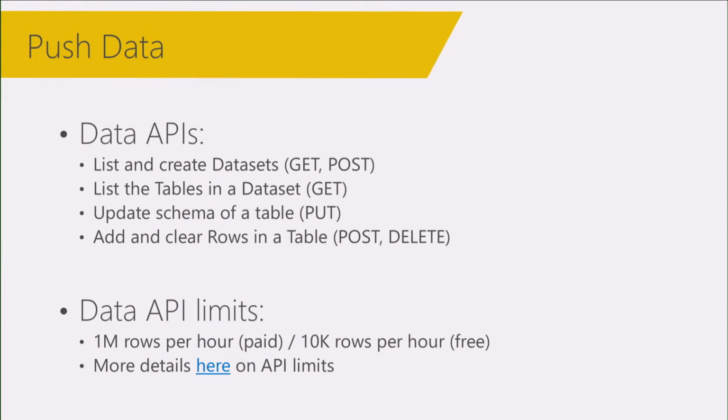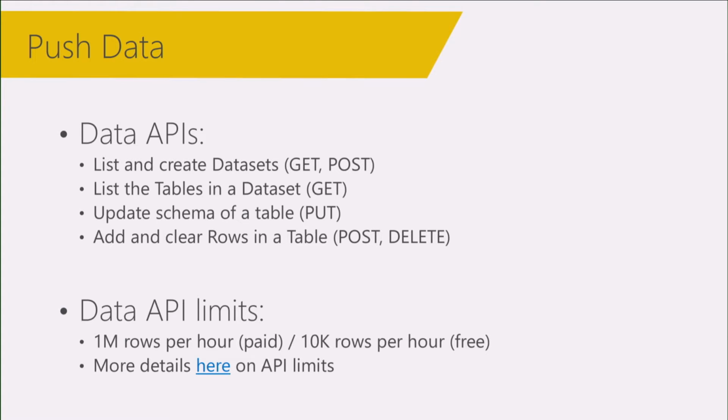So what APIs do we have? Let's start with the dataset APIs. The dataset APIs let you list all the data sets that a user has, and they let you create new data sets for the user. For a particular data set, you can then go ahead and list the tables that are in there. You can also update the schema of a table. So if I want to add a column or remove a column, I can do that by calling put on a specific table. And then on rows, I can add rows to a table, or I can delete rows in a table.